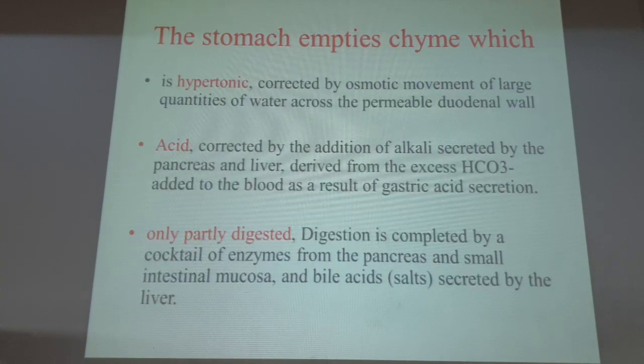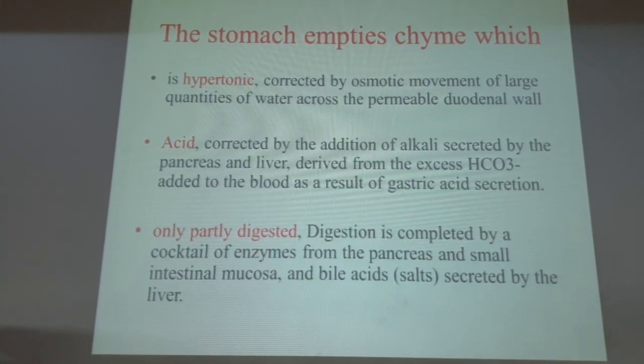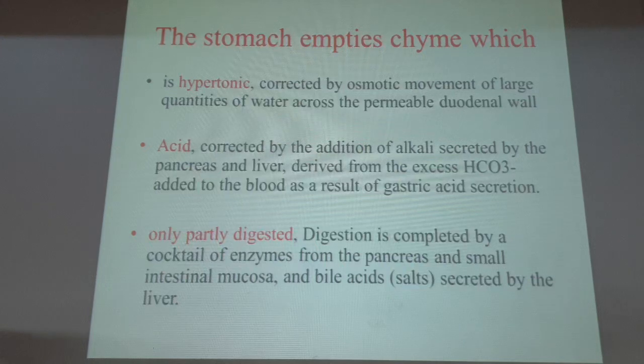will be corrected by the acid tide from the pancreas. The pancreas, in opposite to the stomach, will secrete bicarbonate. So there will be more H going to the venous side. These two will counter each other. So there will be bicarbonate secretion from the pancreas, derived from the excess bicarbonate added to the blood as a result of gastric acid secretion. And of course, the nutrients are partly digested, and digestion is completed by enzymes from the pancreas, from the intestinal mucosa, and by the effect of bile acids and salts secreted by the liver.